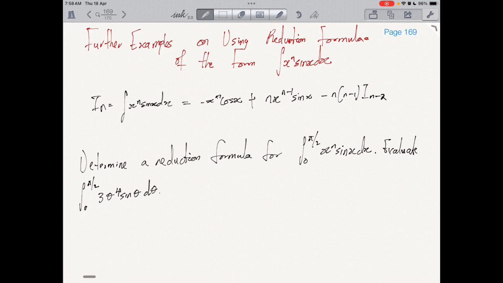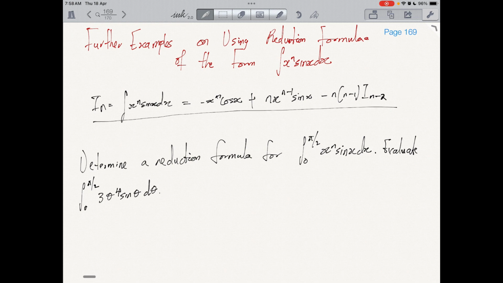In our previous video, we established understanding on using reduction formula to solve the form x raised to the power n sin x dx, and we arrived at this conclusion.